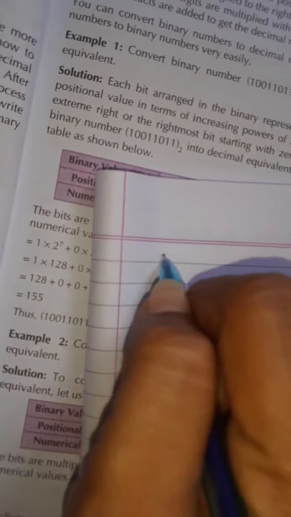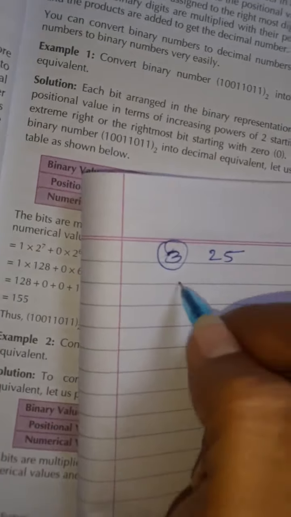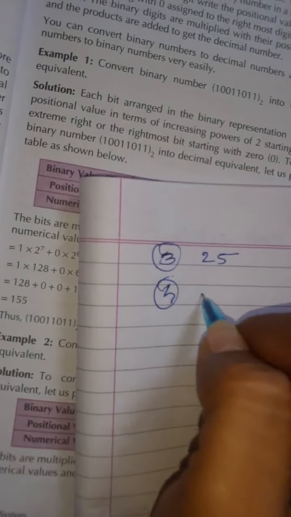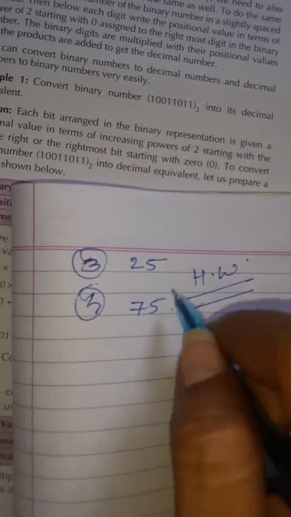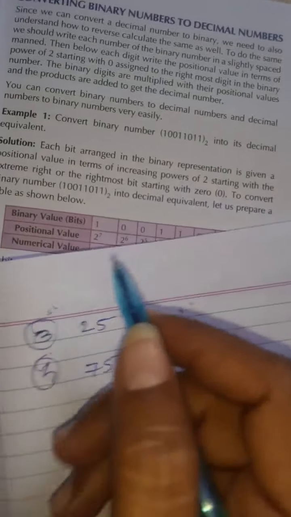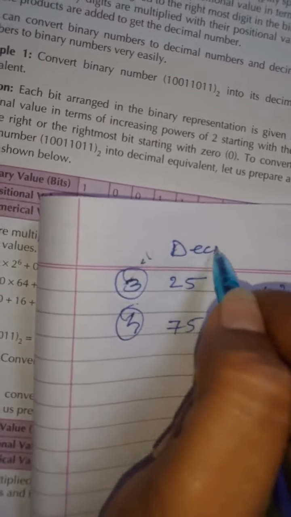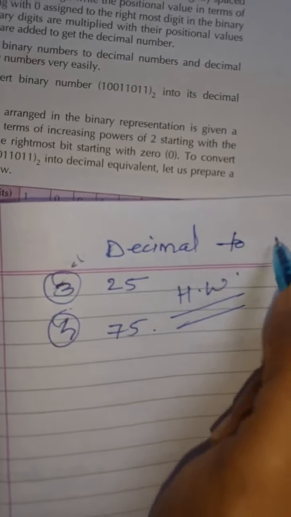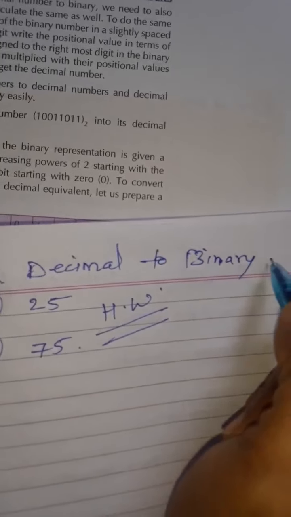Now you write the homework and solve the next examples. Third example, 25, fourth is 75. This is homework. You solve these decimal numbers to binary numbers. Decimal to binary.